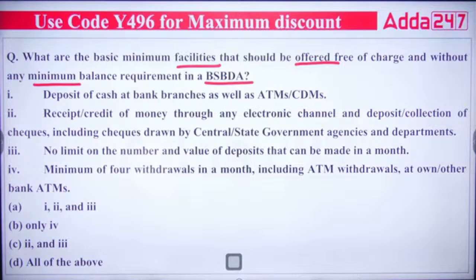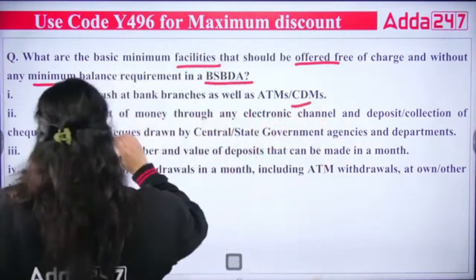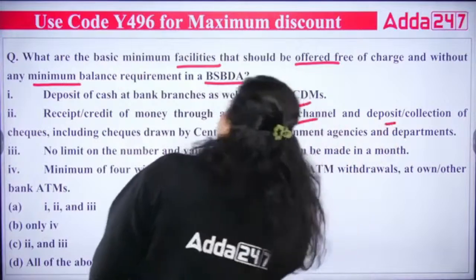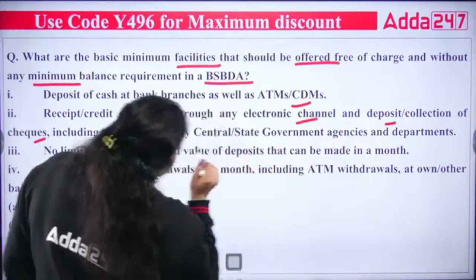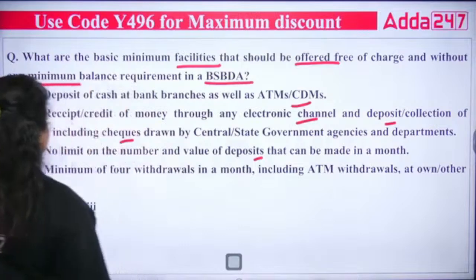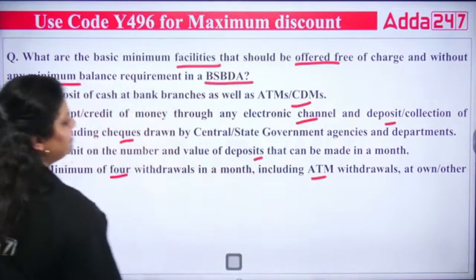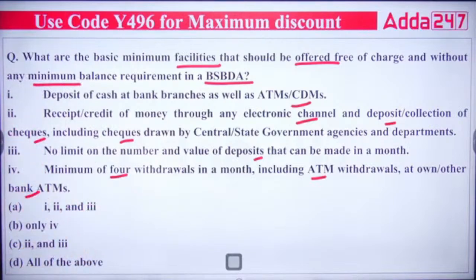Okay. First is saying the deposit of cash at bank branches as well as ATM and cash deposit machine, receipt credit of money through any electronic channel, and deposit collection of check including check drawn by central state government agencies and department. Third, no limit on the number and value of deposit that can be made in a month. Fourth, minimum of 4 withdrawal in a month including ATM withdrawals at own other bank ATMs.